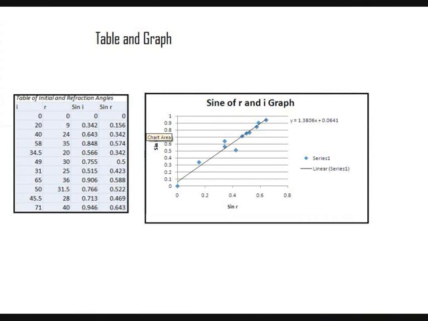Graph. As mentioned previously, you can see in our graph the relationship between sine I and sine R. Sine I over sine R is equal to the index, the velocity of the light through the block, which is our slope. The slope of the graph is 1.3806, which is the refractive index of the block. Refractive index is the velocity at which light travels through the medium, in this case, the block.